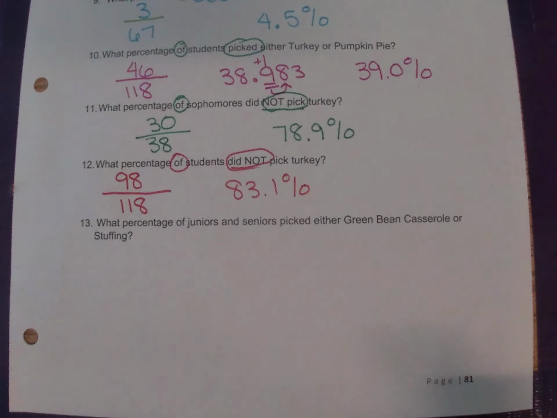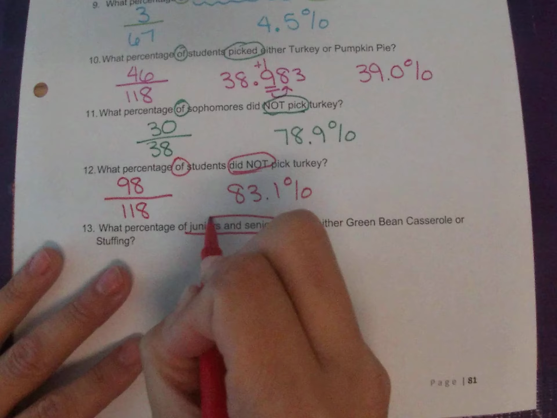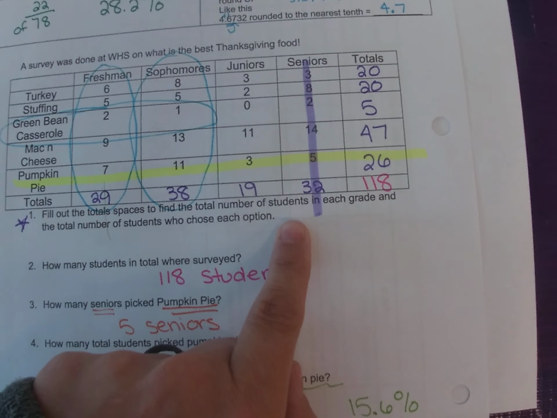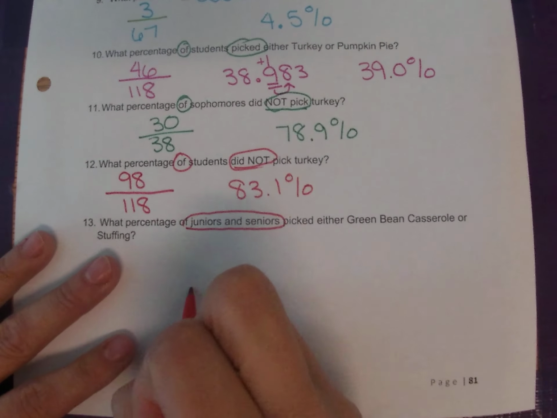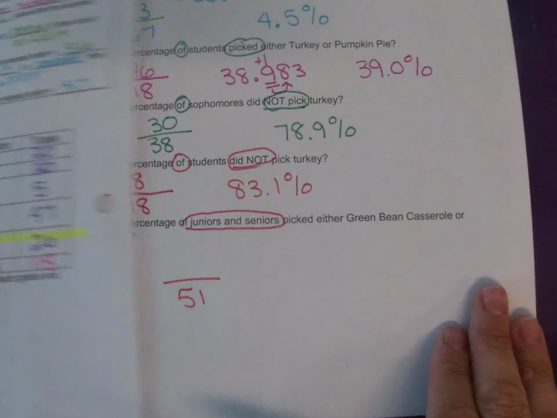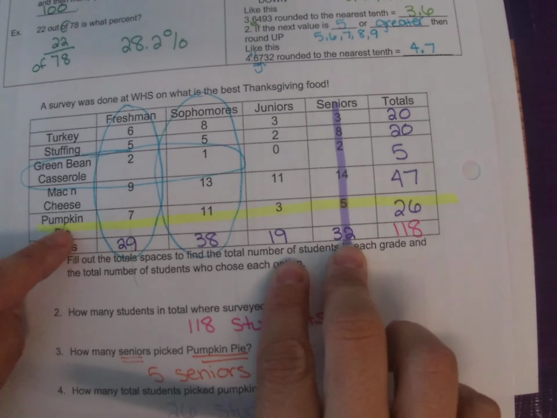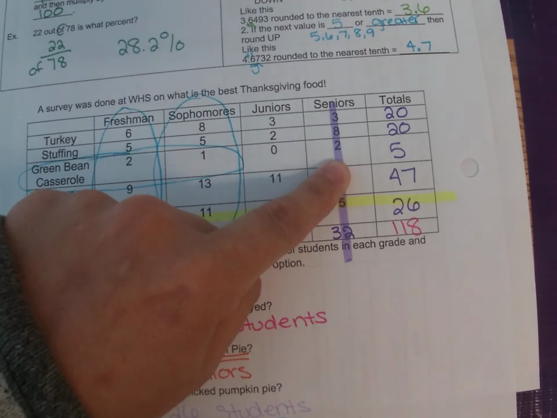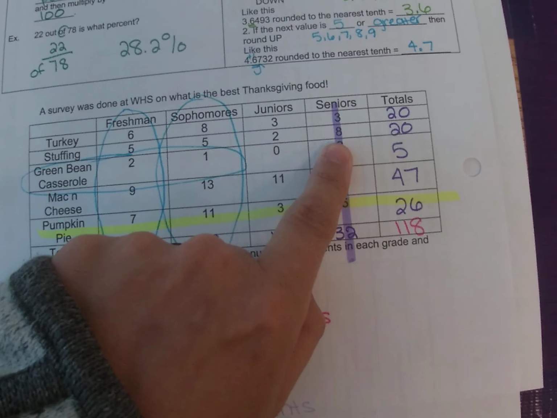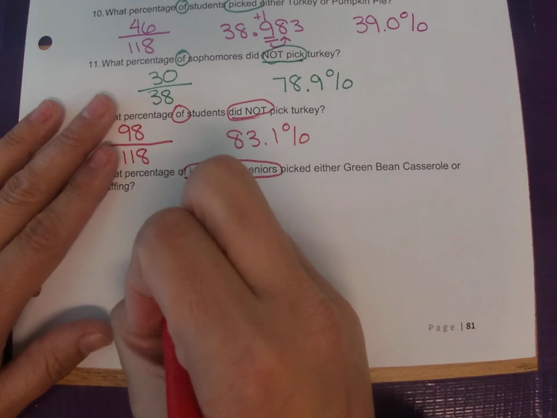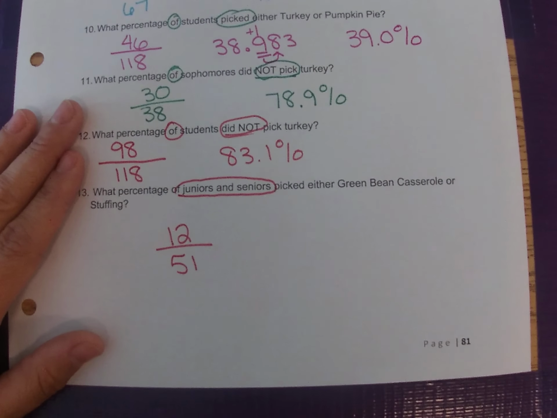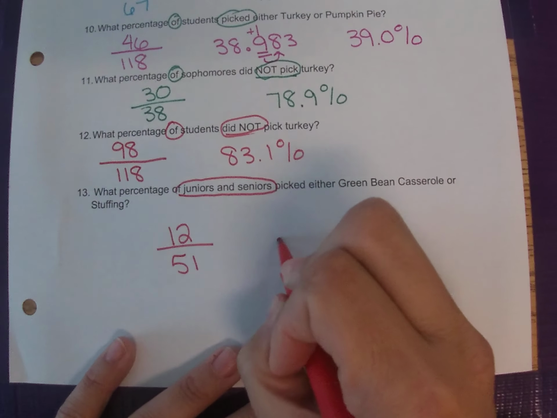Last question, what percent of juniors and seniors, okay, so I want juniors and seniors. Juniors and seniors is 19 plus 32, so that's 51. Picked green bean casserole or stuffing. Yep, green bean casserole. So I'm in my juniors and seniors. Picked green bean casserole. So there's 2, 0 plus 2. Or stuffing, 2 plus 8. Gotta add all those up. So I'll get 12 out of 51. Multiply that times 100. So I'll get 23.5%.